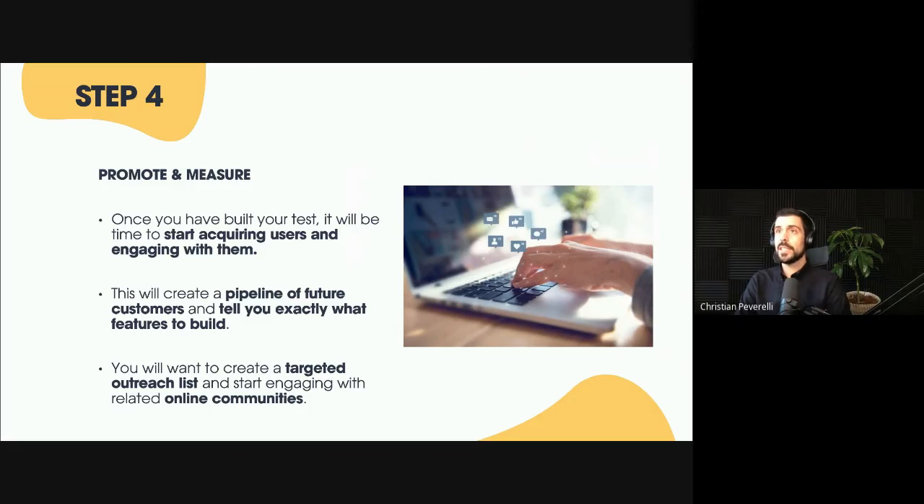But this also starts creating a pipeline of future customers, and that's going to be very useful once you are looking to build the MVP, because you want to get as much feedback from these people as possible, and you want to make sure that you are building things they're willing to pay for. So at this point, we're promoting it.